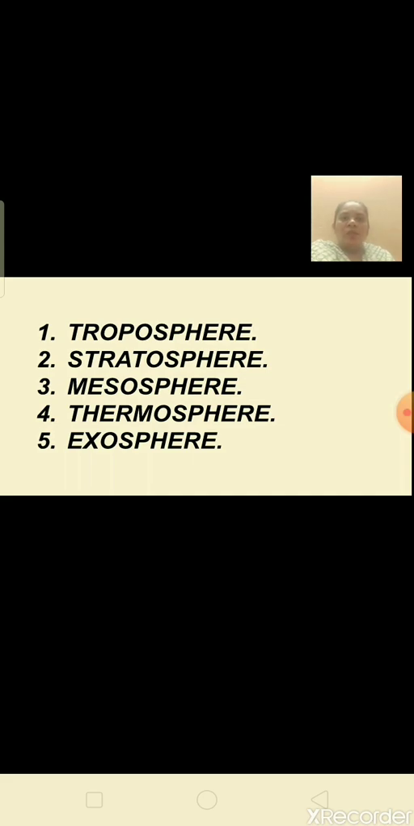The temperature in this layer decreases with increasing altitude. It decreases roughly at the rate of 1 centigrade per 165 meters of ascent. This is called normal lapse rate. Water vapor and dust particles are found only in this layer.